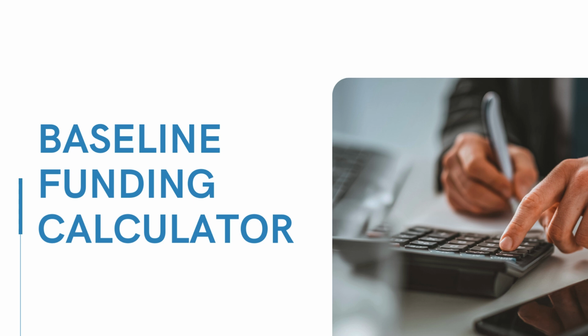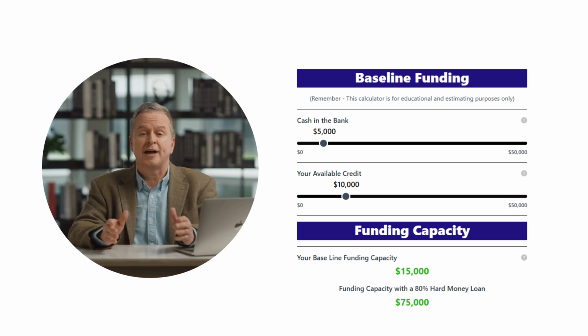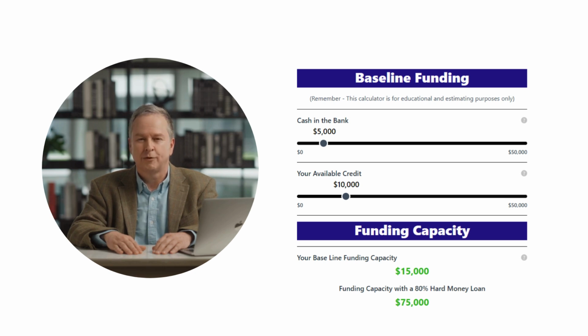So let's take a look at the baseline funding calculator. And remember, the goal is to find out if you have a funding gap. Let's suppose that you have $5,000 in your bank account and that you have available credit of $10,000, so that you have a total funding capacity of $15,000.